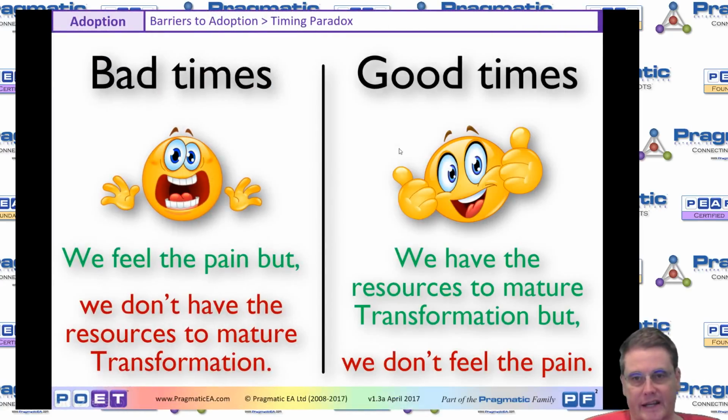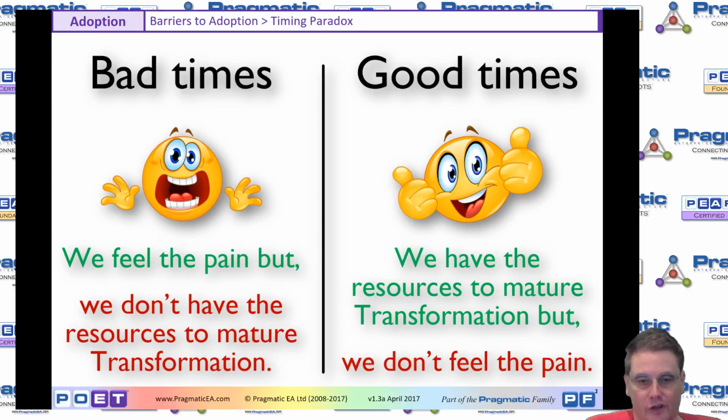The next one is the timing paradox. When there are bad times, people feel the pain of not having a mature enterprise architecture and transformation domain, but they don't have the resources to mature it. So generally people will say, yeah, we like your stuff, Kevin, but we don't have time. We've got this panic, we've got that panic, we need to get this released, and that's in a mess. We've got to clean this up. Well, the reason it's in a mess is because the transformation domain is almost certainly not mature enough. That's why there's a mess in the first place.